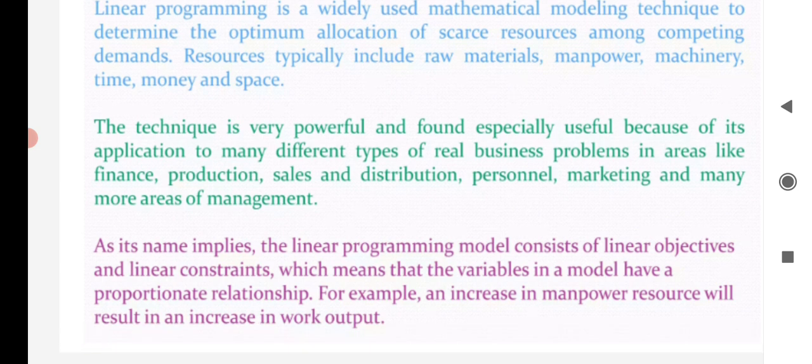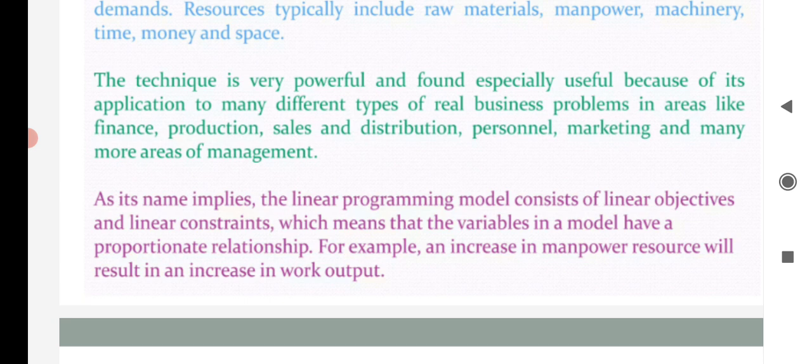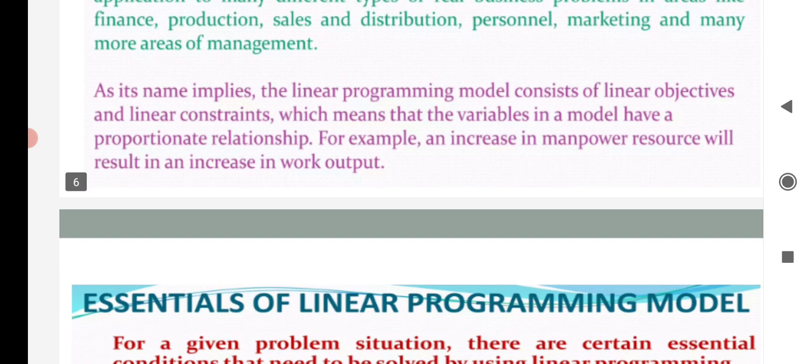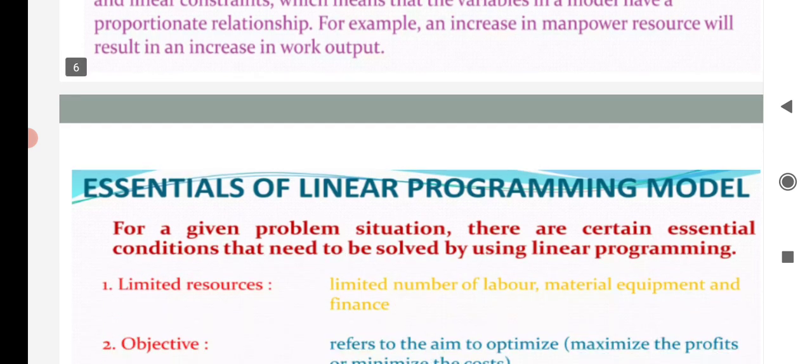The technique is very powerful and especially useful because of its application to many different types of real business problems in areas like finance, production, sales and distribution, personnel, marketing and many more areas of management. As the name implies, the linear programming model consists of linear objectives and linear constraints, which means that the variables in a model have a proportionate relationship. For example, an increase in manpower resource will result in an increase in work output.